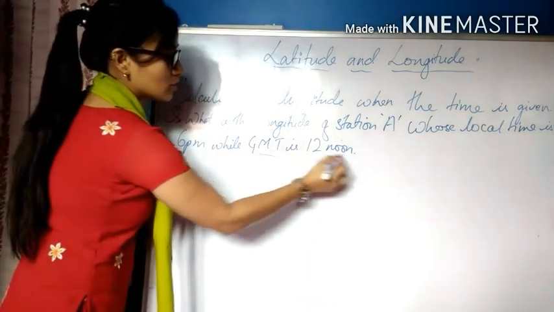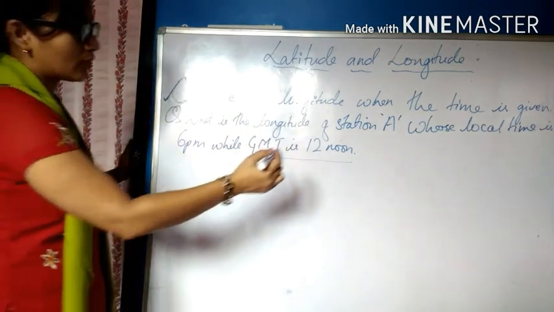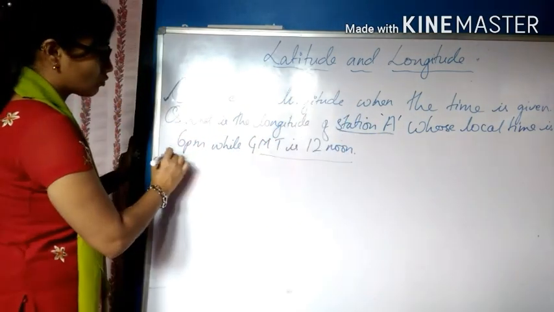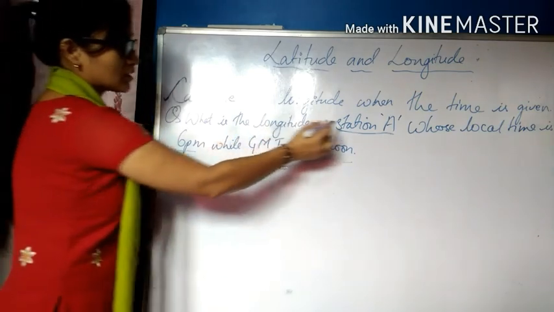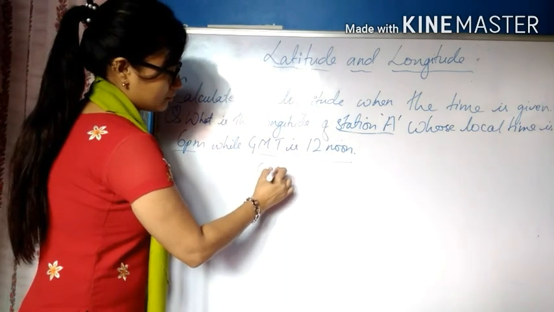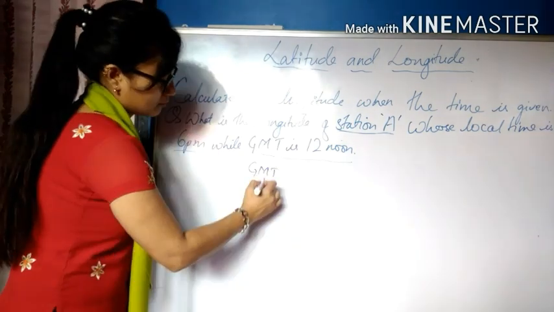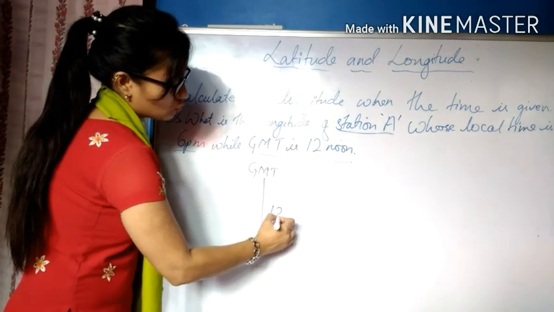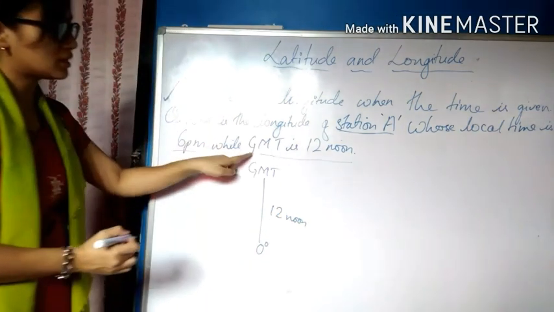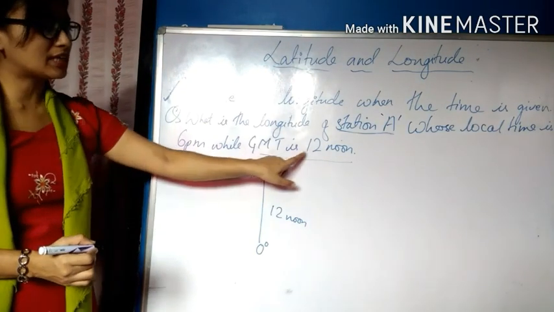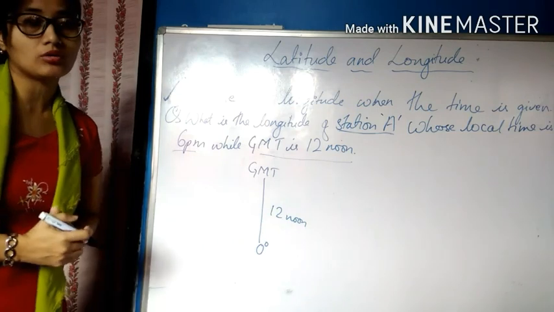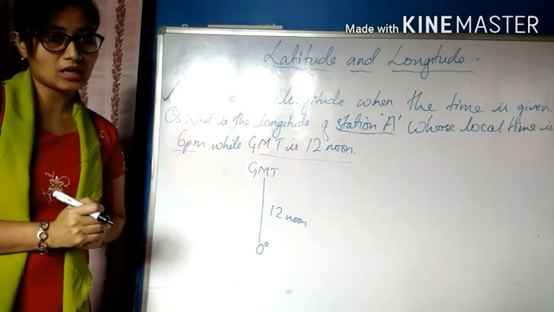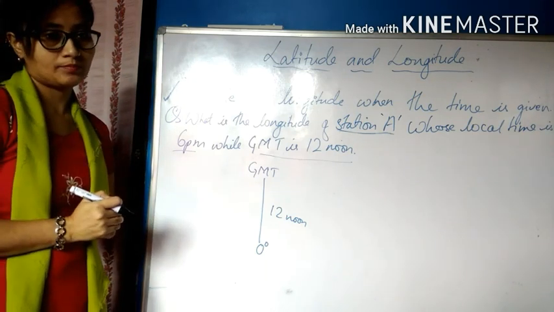So, this is already given in your question. GMT is 12 noon. What do you have to find? We have to find the longitude of station A whose local time is 6 PM. So, this is asked and this is given. GMT, which lies at 0 degree longitude, the time out there is 12 noon. It is already given in your question. Now, what we have to do? We have to find the longitude of station A whose local time is 6 PM.